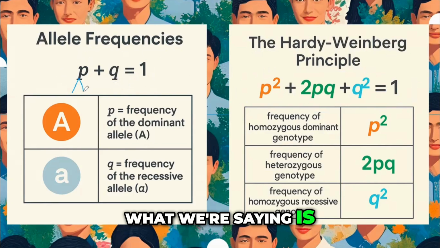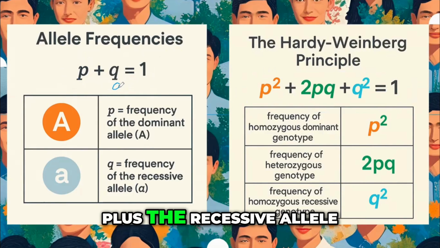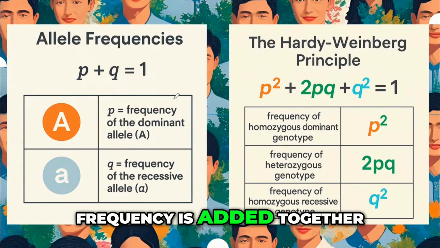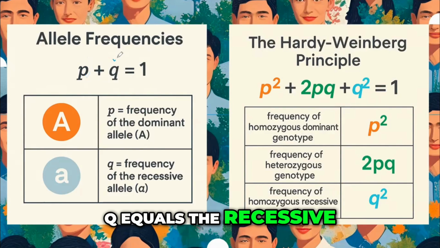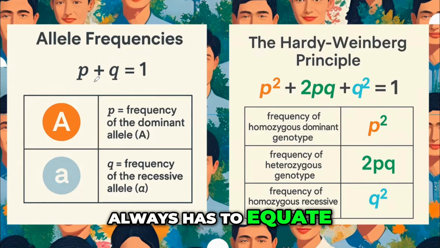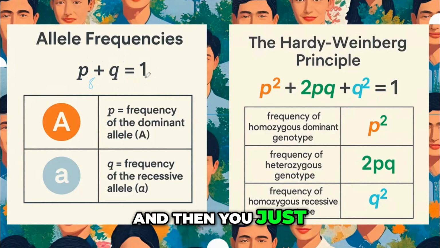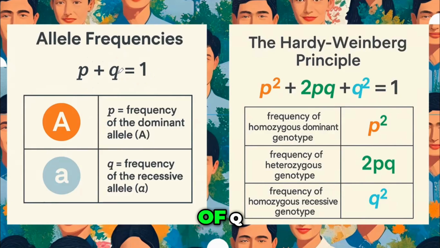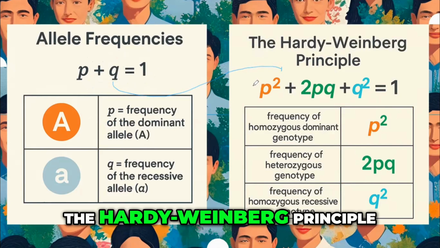Basically, what we're saying is one of the alleles, for example, the dominant allele, plus the recessive allele frequency is added together to give you 1. So P equals the dominant allele frequency, Q equals the recessive allele frequency, and the sum of both of these frequencies always has to equate to 1. Oftentimes, in these types of problems, you're given one or the other. So you're given P, for example, 0.08, and then you have to subtract that from 1 to generate the value of Q. Now, you could use this equation to also solve the Hardy-Weinberg principle.